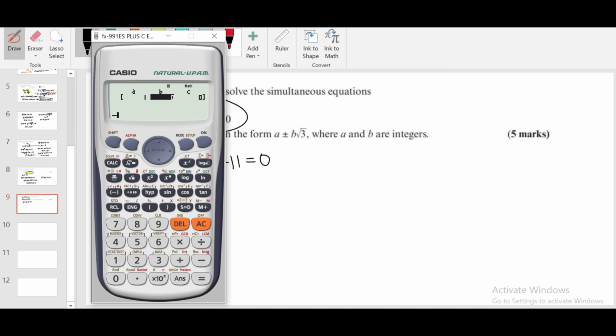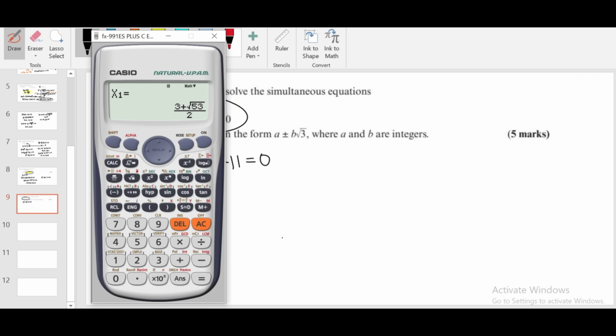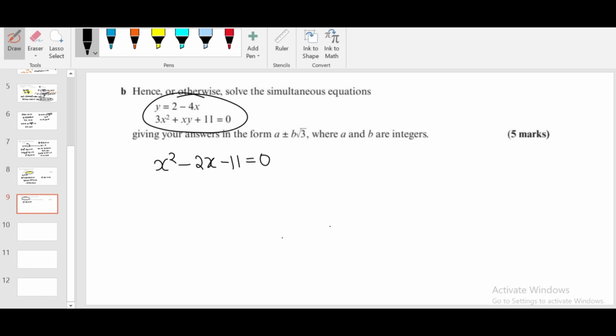x square minus 2x minus 11. Wait, it's x square minus 2x minus 11. The answer is 1 plus or minus 2 root 3. So the values of x are 1 plus or minus 2 root 3. But we need to write a step here.